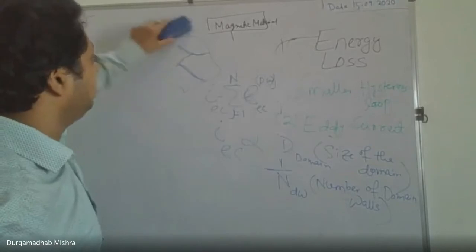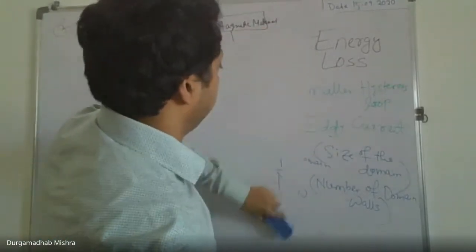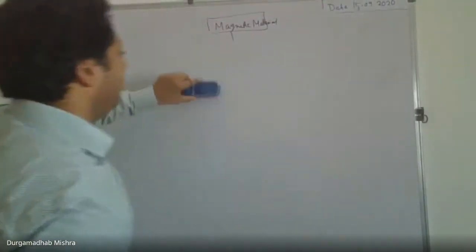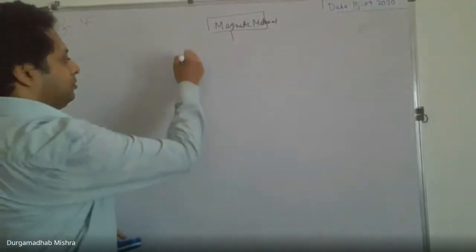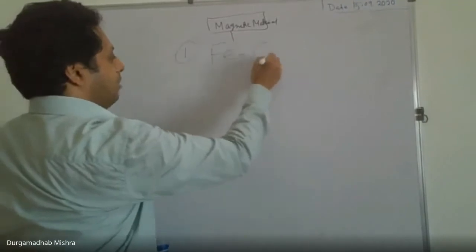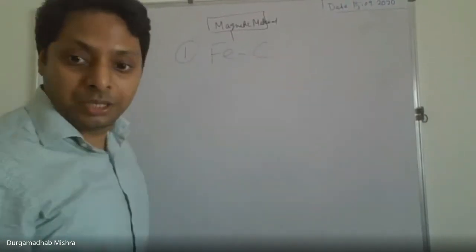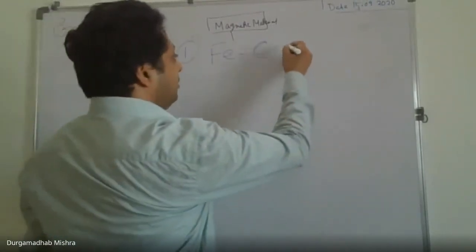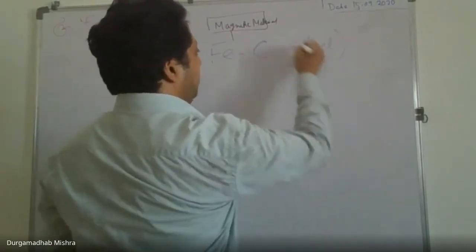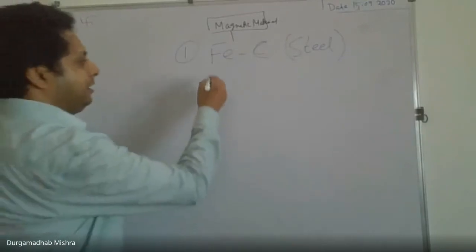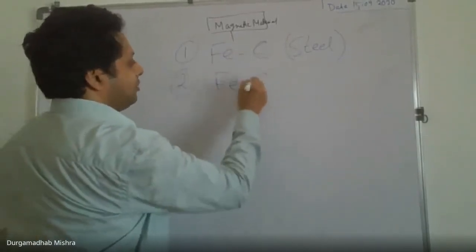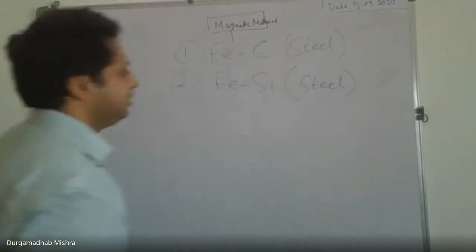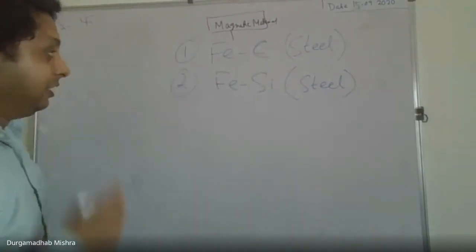Yeah, so what are the different soft magnetic materials that exist, that are used in the industry? So one is, of course, iron carbon. This is an alloy. Okay. So this is an iron carbon alloy, which is also known as electrical steel. Okay, and then there is also iron silicon. So this is also a kind of steel. Okay, so this is also a soft magnetic material.